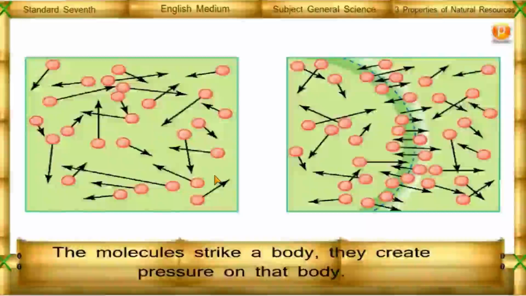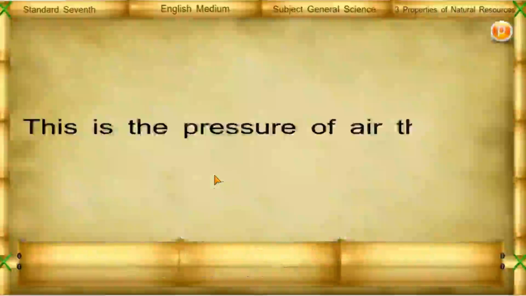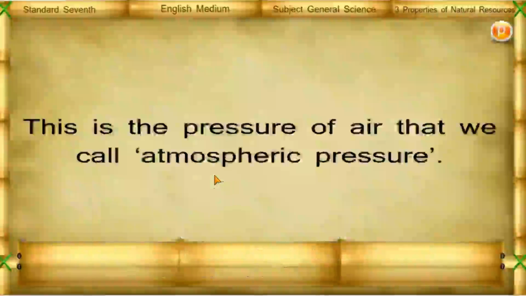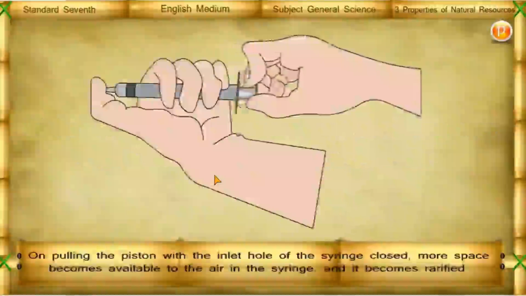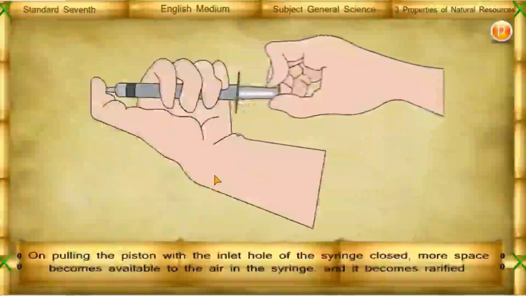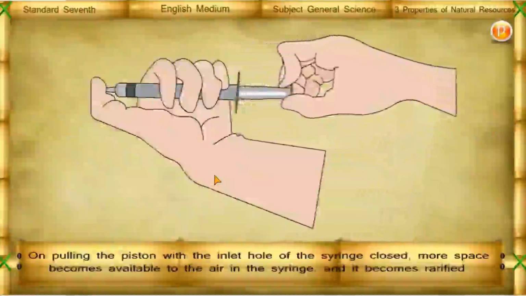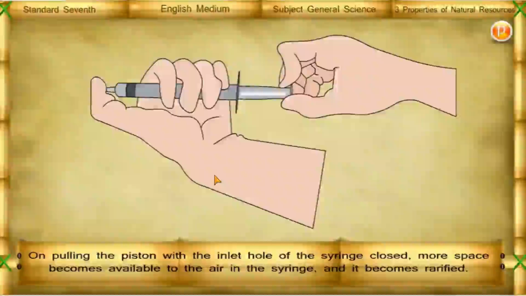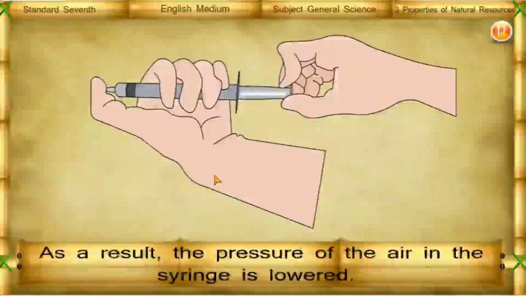When molecules strike a body, they create pressure on that body. This is the pressure of air that we call atmospheric pressure. On pulling the piston with the inlet hole of the syringe closed, more space becomes available to the air in the syringe, and it becomes rarefied. As a result, the pressure of the air in the syringe is lowered.